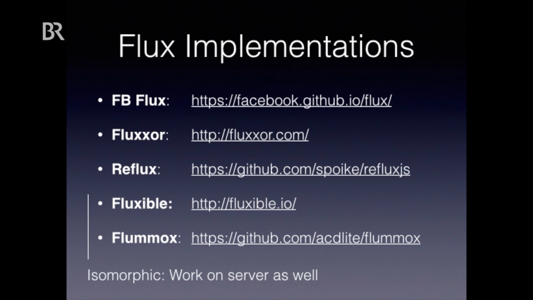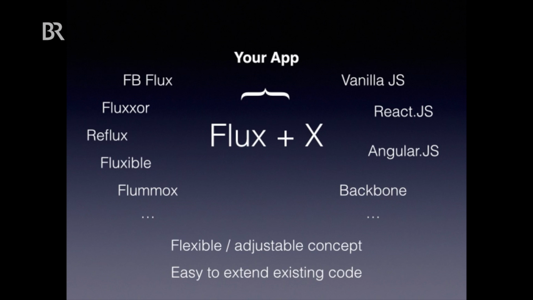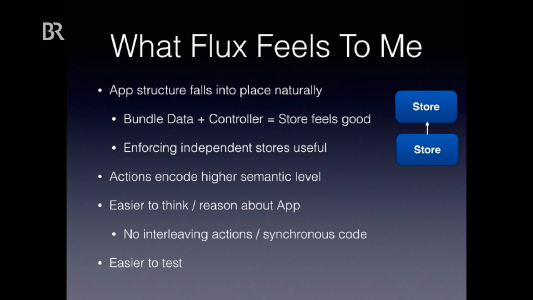The one that I would focus on is Flummox, which is pretty interesting because it doesn't add too much weight, but still provides you with the basic ingredients that make you happy. And it's also what I have covered in the example. So if you build an app, it's basically picking one from the left, picking some other bits, and then gluing them together. And the cool thing is that Flux is so flexible that you can do this.